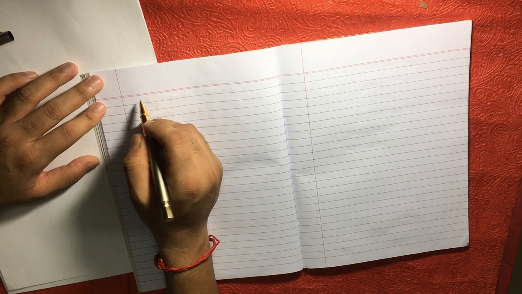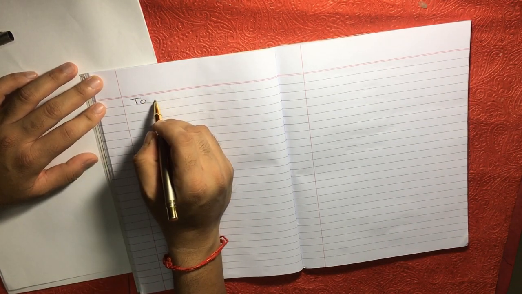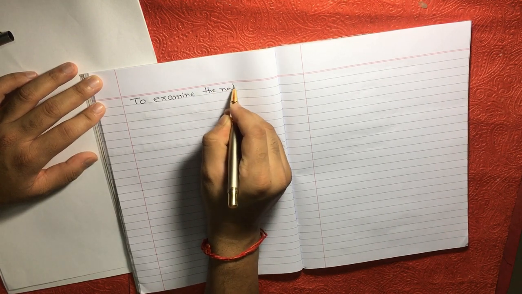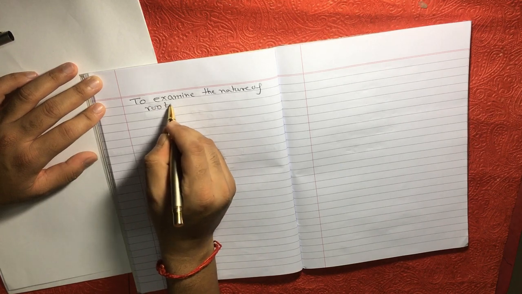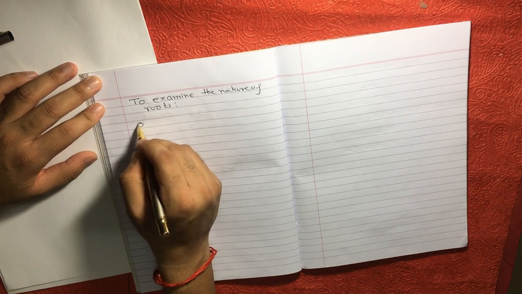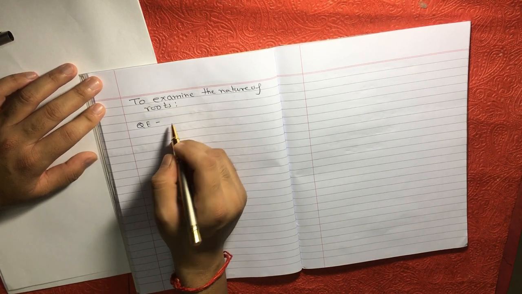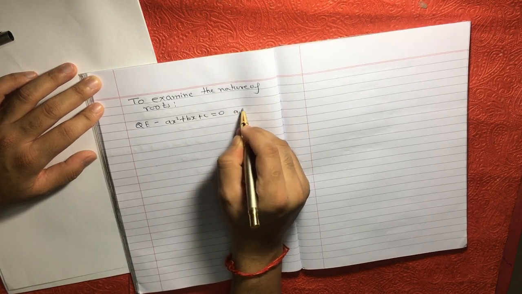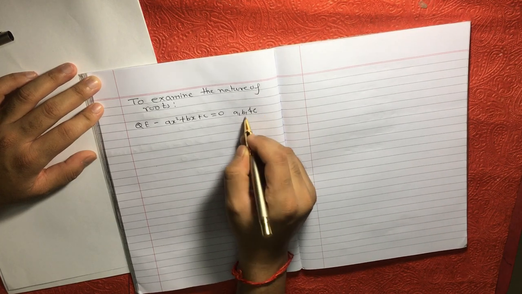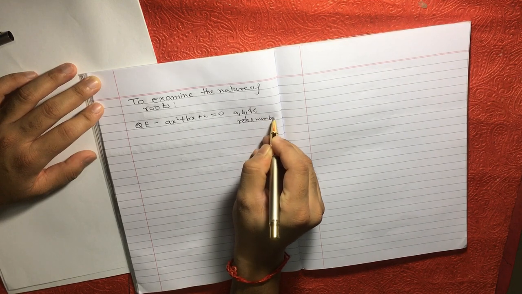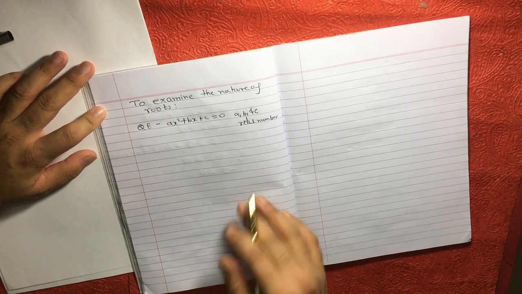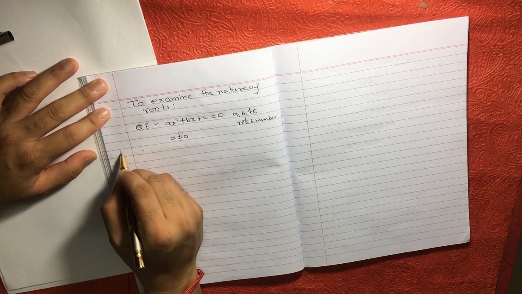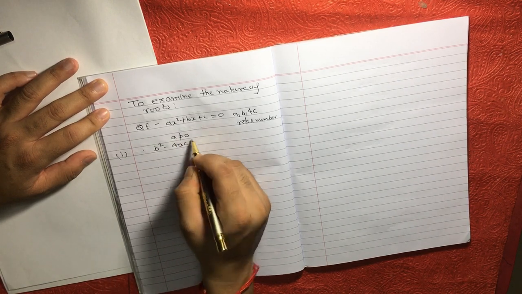Now another thing you need to understand before solving this kind of question is how to examine the nature of roots. What does it mean? Let's say any quadratic equation, QE meaning quadratic equation, ax square plus bx plus c is equal to 0, where a, b and c are real numbers. Real number means this could be 1, 2, 3, 4, any number. And also a is not equal to 0. Then, as I explained, we have the formula b square minus 4ac.